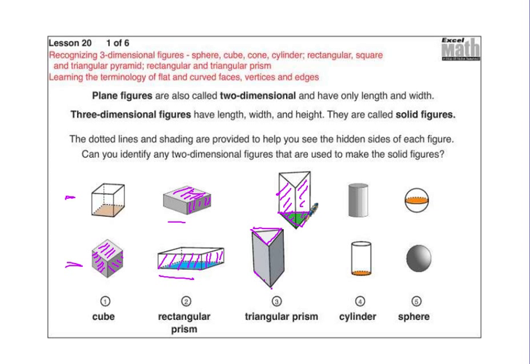Then we have a cylinder. A cylinder is made up of two circles, one on the top and one on the bottom. Those are not ovals, those are actually circles. And then we have basically a rectangle that's wrapped around the outside. And then next we have a sphere. A sphere is like a ball. And so they put this little oval in there to show you that it's got depth to it, that it's three-dimensional. And over here they put this little shiny part in there to make you understand that it's three-dimensional.